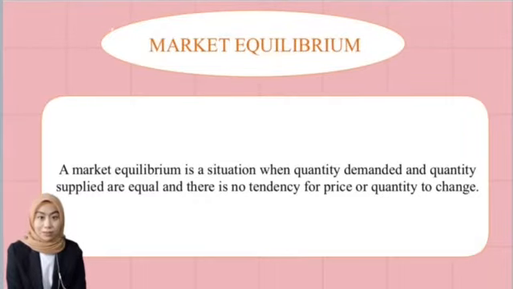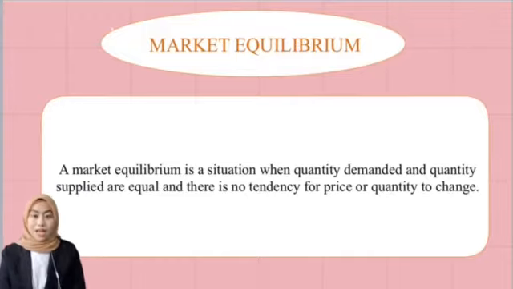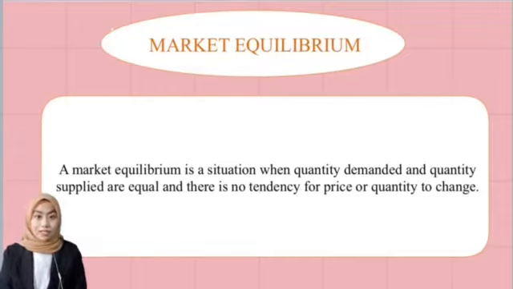Market equilibrium is a situation when quantity demanded and quantity supplied are equal and there is no tendency for price or quantity to change. In the market, the seller who provides the goods and services interacts with the buyer who does not own the goods and wants to buy them.